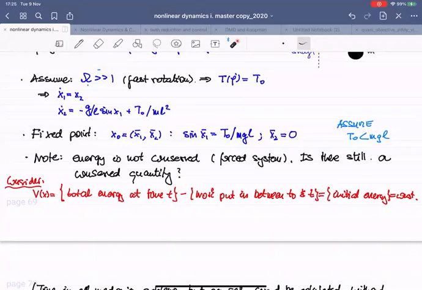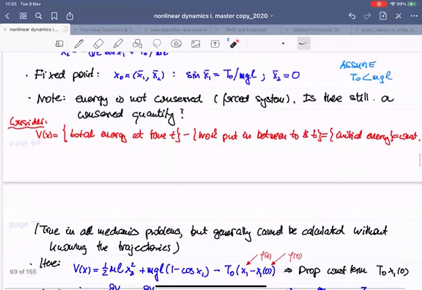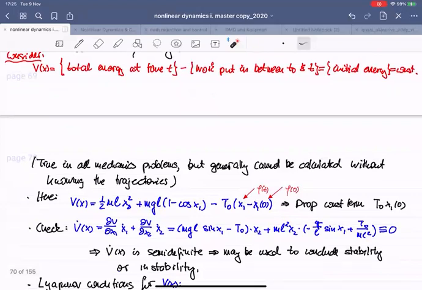But in this case, because that torque is so simple, I can in fact say what this is. And here's the expression for that. So this is the total energy, all right? And the work done by a constant torque is just that constant times the change in the angle. So this was my initial angle. This is my current angle, which is x1. And that's the work put in by this torque.